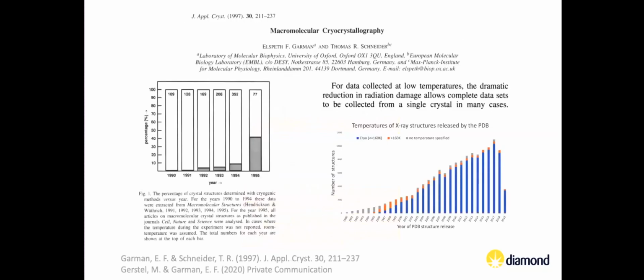And then in the 90s, Elspeth Garman and others did a lot of work to develop and popularize cryocooling, which meant that in a lot of cases it was then possible to collect a complete data set from a single crystal. So in many cases where you previously might have needed to collect data from multiple crystals, that was no longer necessary. So, given that, why might we still be interested in multi-crystal data collections?